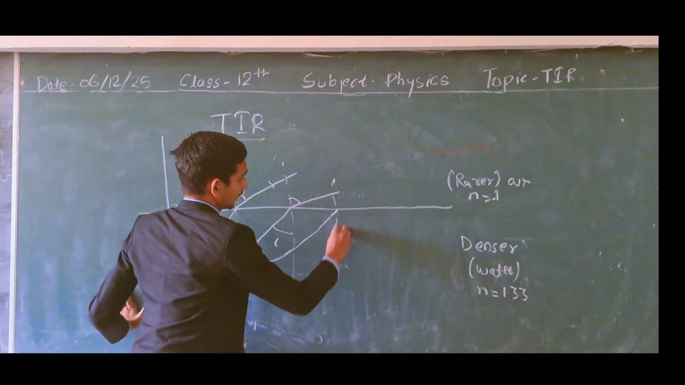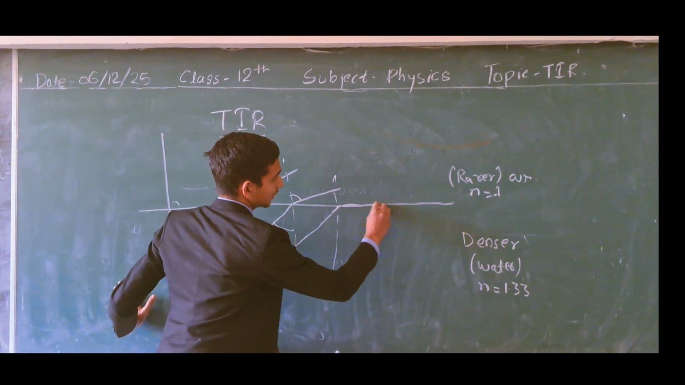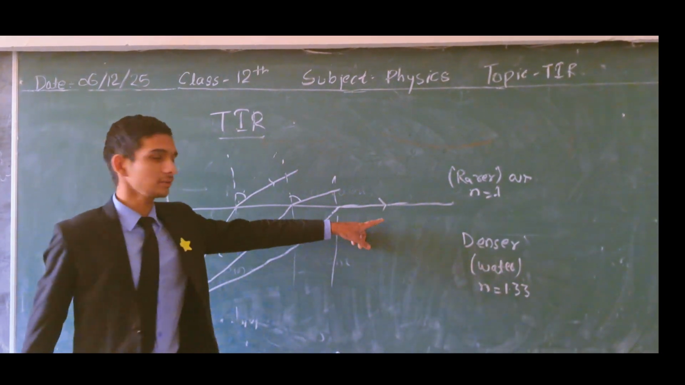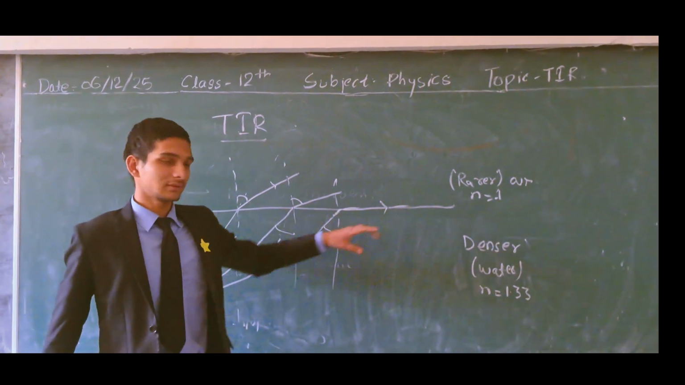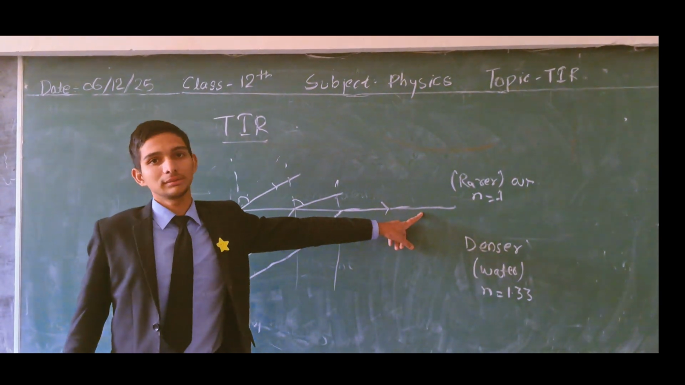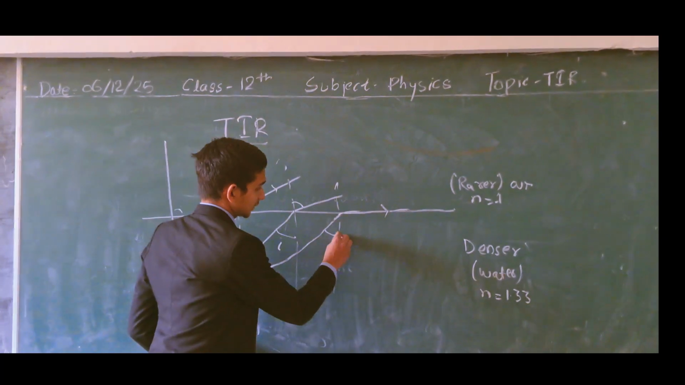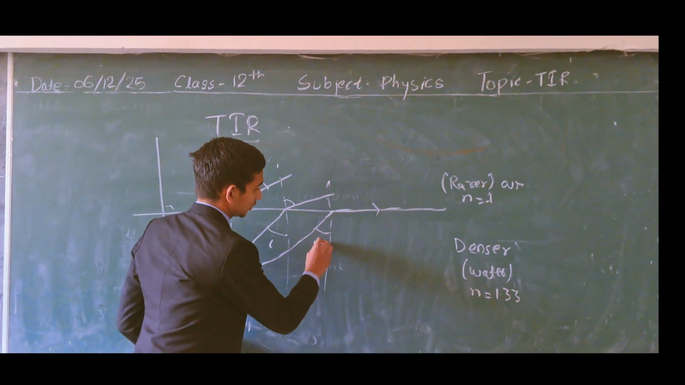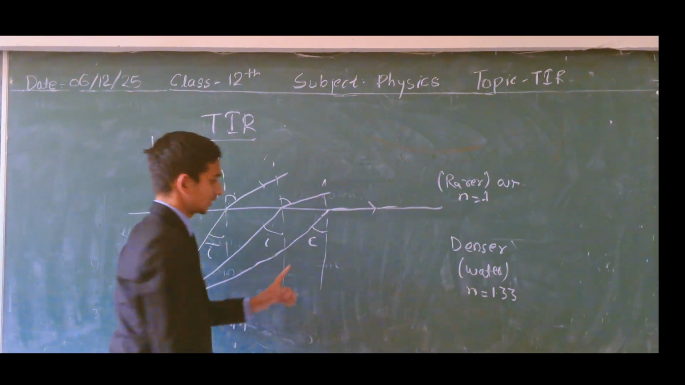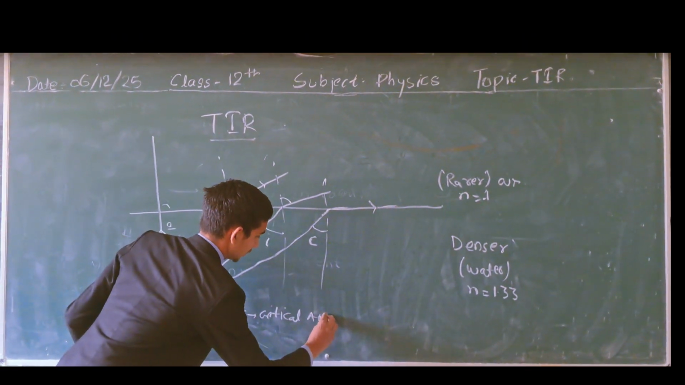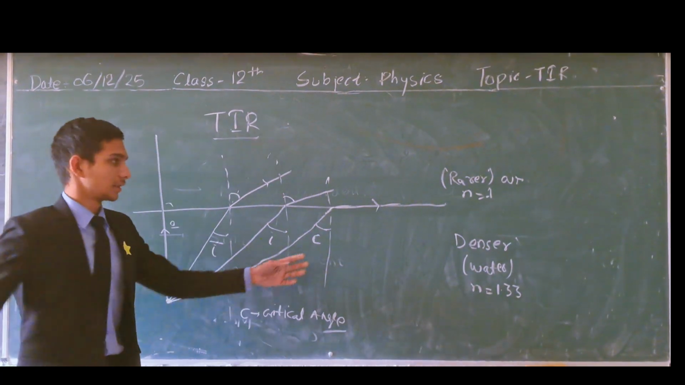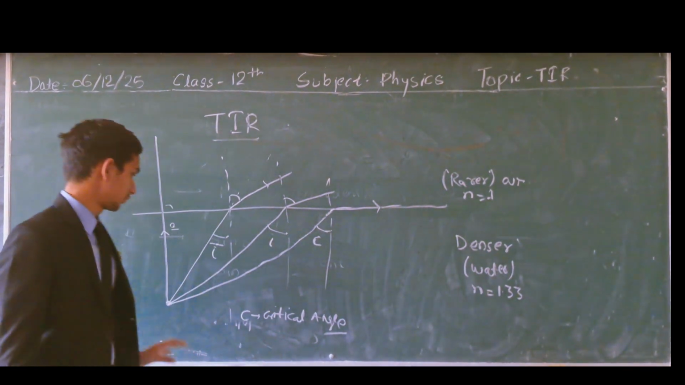There will be a case when we find the refracted ray will bend such that it grazes the boundary of the medium at a certain angle. The refracted ray will pass along the boundary of the medium. At this condition, this incident angle is called the critical angle. I am denoting it with C. C is the critical angle. What happens here? The refracted ray grazes through the boundary.